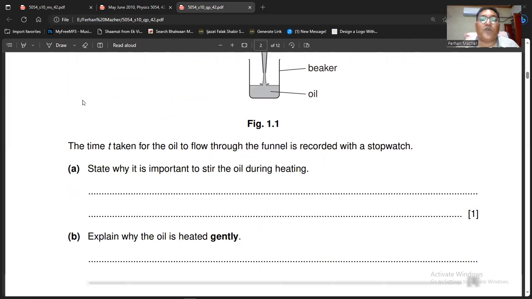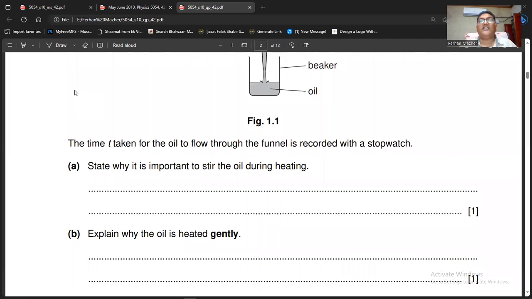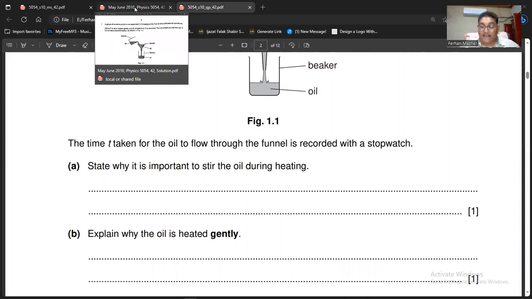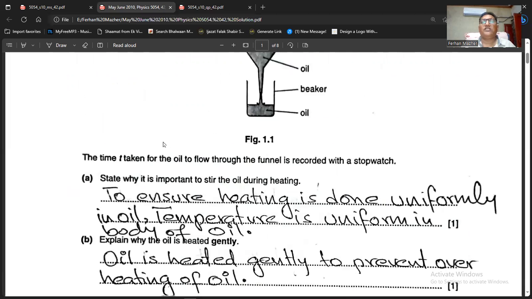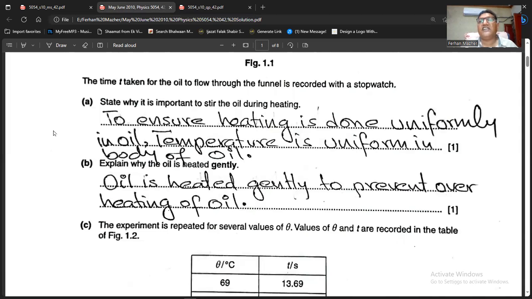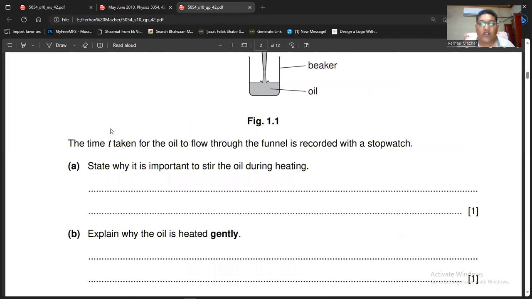State why it is important to stir the oil during the heating. Why do we do the stirring during the heating? So that the heat is distributed uniformly throughout the body of the oil, and the oil has uniform temperature throughout its body. To ensure that heating is done uniformly, the temperature is uniform throughout the body of the oil, you can say.